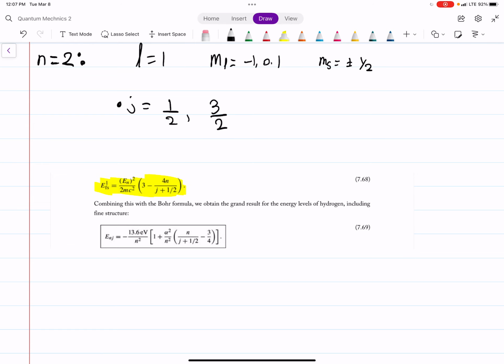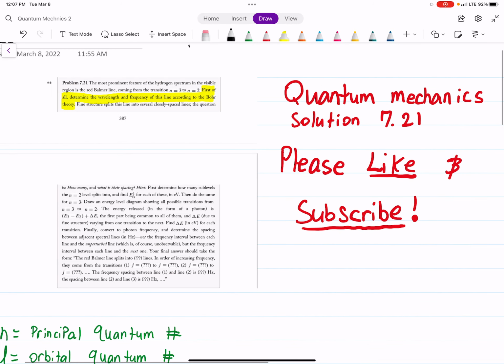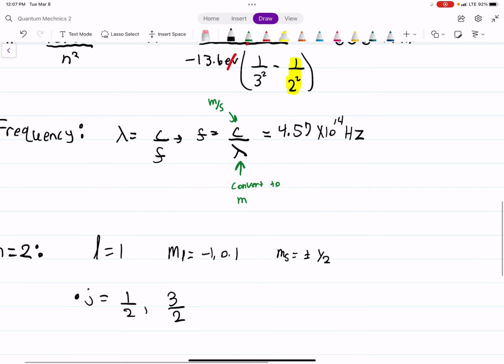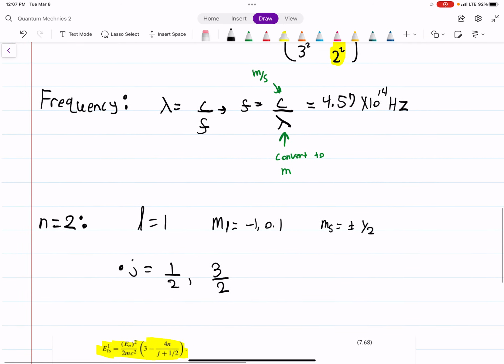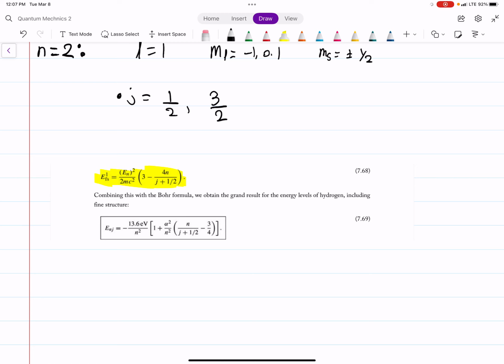So we can calculate the fine structure, which is the second part. I don't know if I read that, but it also mentions, oh yeah, find the fine structure. Oh, okay, so that is the equation we're going to use. And we have 2 possibilities for J. To start, we'll do J equals 1/2.